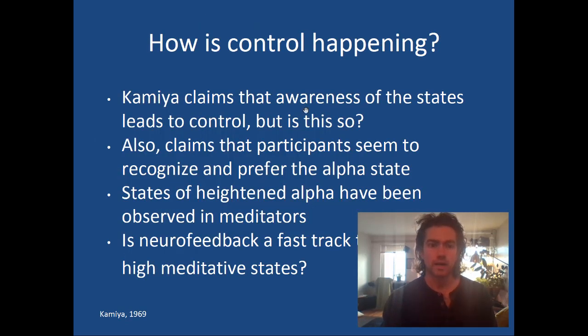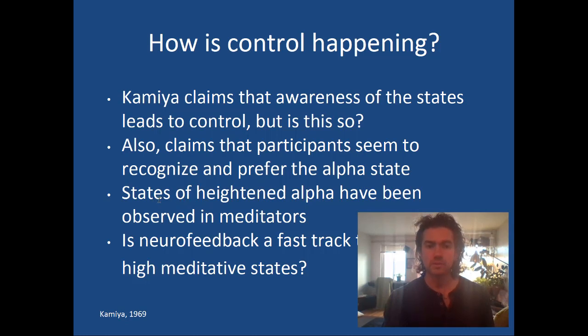Okay. So how is control happening? So Kamiya claims that awareness of the states leads to control, but is that so? Also he claims that participants seem to recognize and prefer the alpha state, and that's what we saw in that last graph, where it shows that the basal level of alpha is increasing across the course of the experiment, suggesting that when participants have a choice and are just told to, hey, just sit and chill, they're going to choose to stay in that alpha state once they learn how to control it.